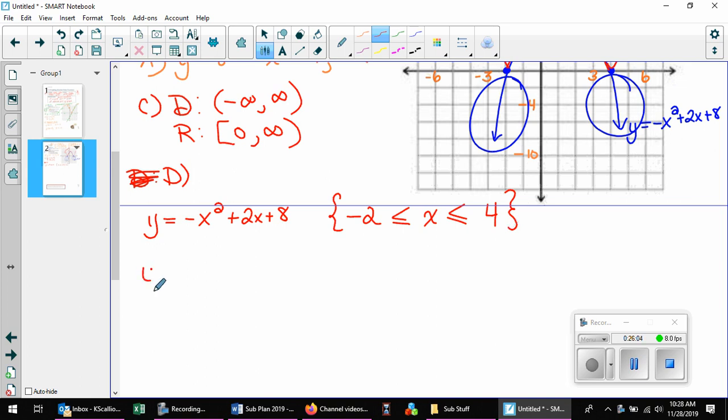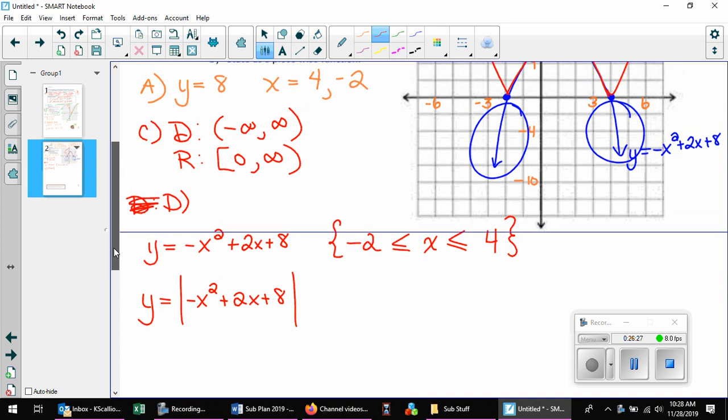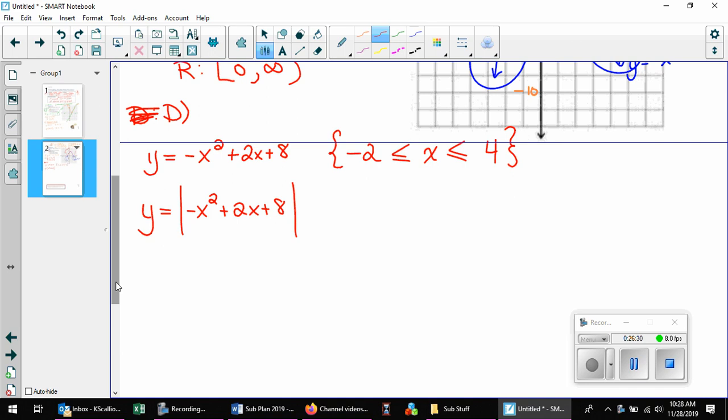Okay, so now we're going to do our absolute value. Okay, so here's the problem. How many arms do we got? We have 2. So 2 arms in this. So we're going to make 2 domain statements. So let's talk about our left arm first. What's the lower limit on the left arm? Domain statement only. How far left does that left arm go? Negative infinity. How far right does that left arm go?